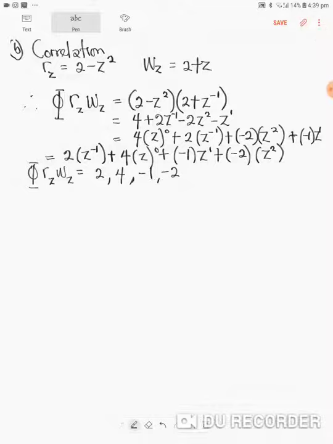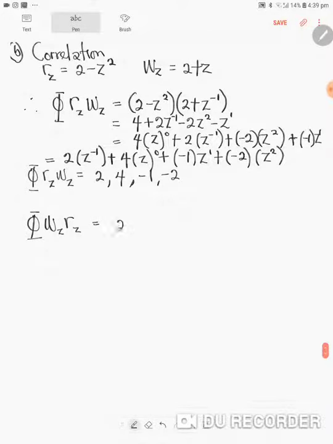So for correlating RZ with WZ, this is what we have. Now correlating WZ with RZ means it will be the other way around. So we're going to time reverse the power of Z in RZ, while the initial one time reversed the power of Z in WZ. So here we'll do it in RZ. WZ will be 2 plus Z, then RZ will be 2 minus Z raised to power minus 2, because you multiply the power of Z by minus 1.